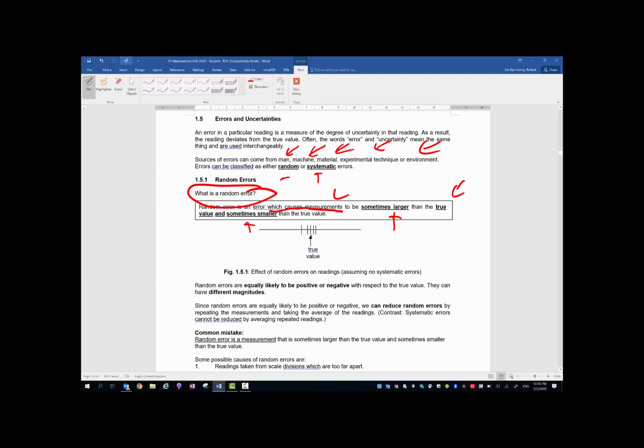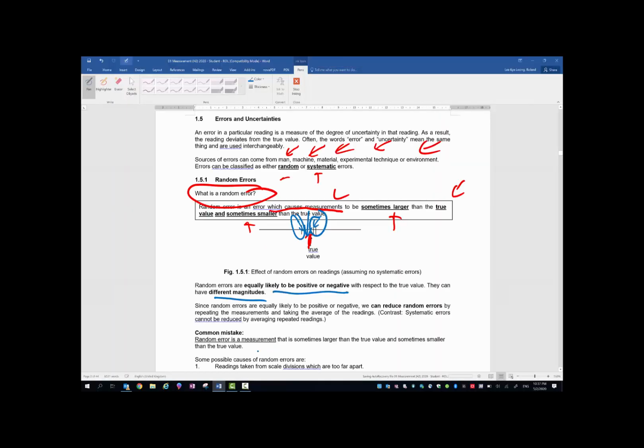Let's say the true value is here, represented by this arrow, and your measurement is sometimes here on the right side of the true value, sometimes there on the left side of the true value, then it means that there is random error. Because the random error has caused the measurement to be sometimes larger than the true value, or sometimes smaller than the true value. Accurate means dead on the true value, but it's a bit to the right, a bit to the left, that means there's random error. So random errors are equally likely to be positive or negative, and they can have different magnitudes.